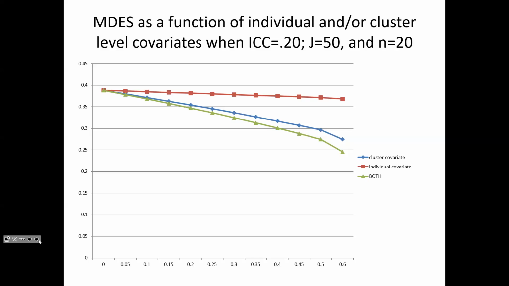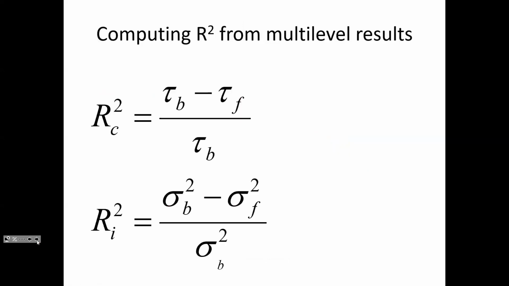The x-axis is the minimum detectable effect size, and here lower is better, because a lower minimum detectable effect size means higher power. That's the R squared, for the cluster or the individual or both. So those are R squareds. I should put those things on the axis.